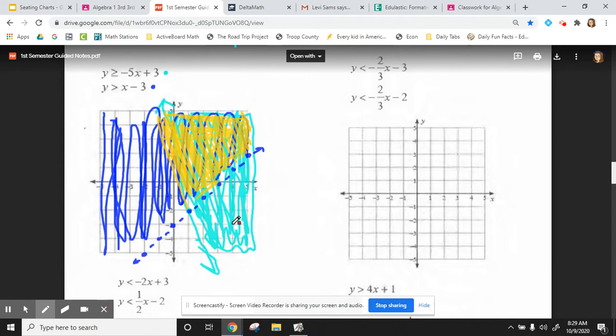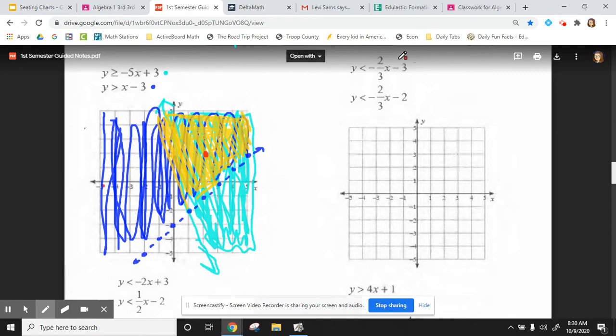So this point is not a solution. This point is not a solution. If it's on the dotted line, it's not a solution. But if it's in this orange shaded area, it is a solution. So like 3, 2, that would be a solution.